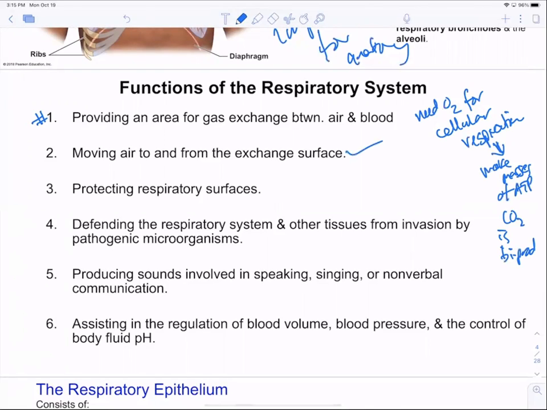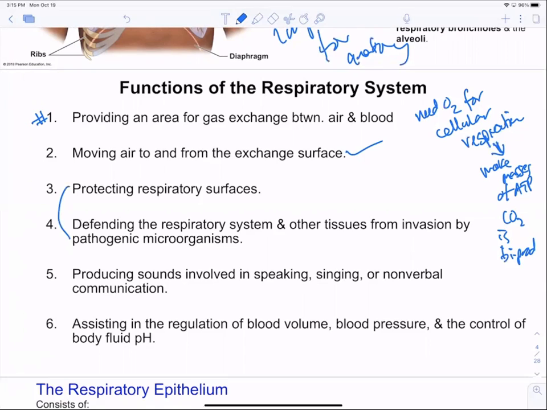Well, we have to get that air to the respiratory portion, we have to move it, right? So that's another function. Besides gas exchange, we've got to get the actual air there for gas exchange. And then number 3 and 4 are protection. So we'll talk about the pseudostratified cilia, the mucus cells, those goblet cells. They're all trying to protect pathogens and pollutants from getting to the alveoli, the respiratory bronchioles in the alveoli, because they are very, very thin.